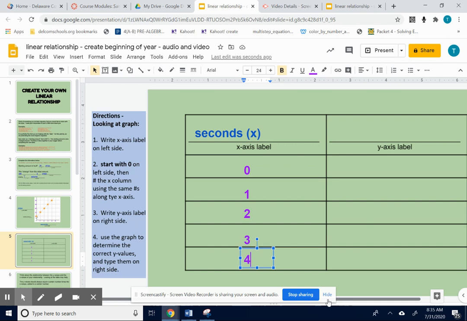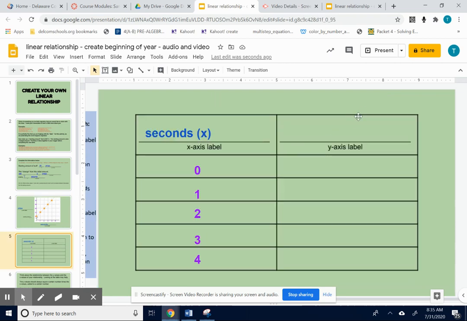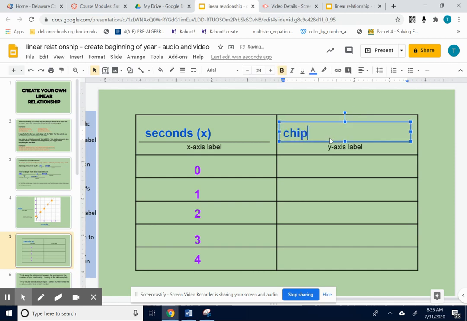Next, step 3, write the y-axis label on the right side. The y-axis is chips. The y-axis is the up and down axis. It's labeled chips. So we're going to type that in for the y-axis label. And just like before, I didn't ask you to do this, but I'm going to put parentheses with a y inside it.